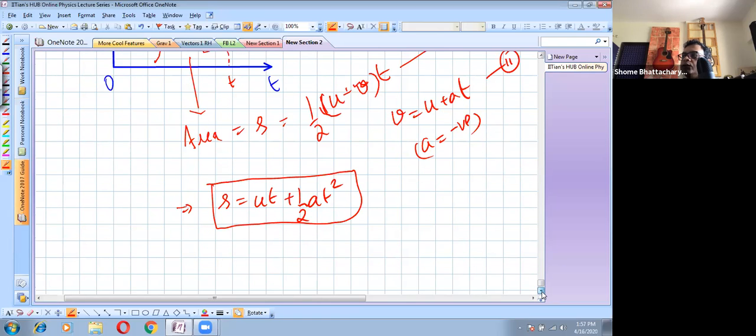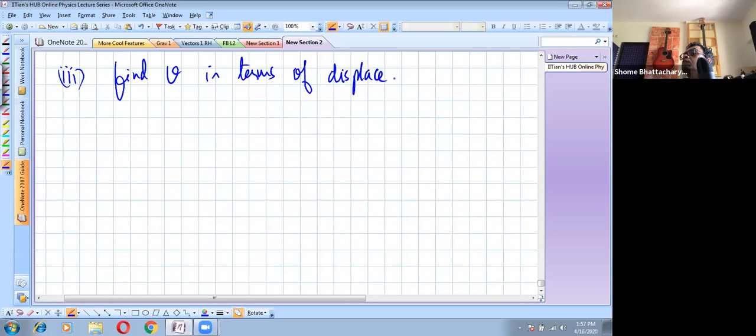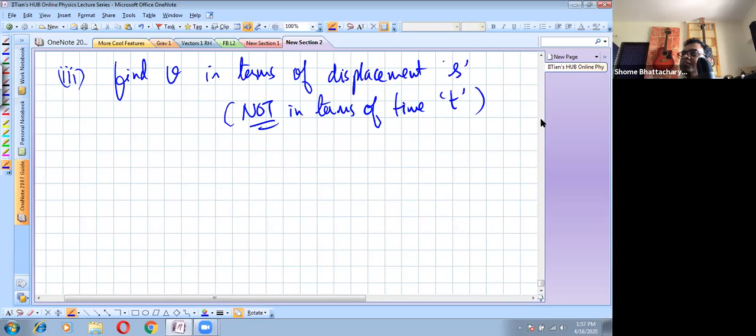Now we move on to the third equation of motion. In the third equation of motion, it's actually just an algebraic relation. There's no graph involved. So the third relation is we want to find v in terms of displacement s. And more importantly, not in terms of time t. We want to find the relation between final velocity at some time versus the displacement at that time.